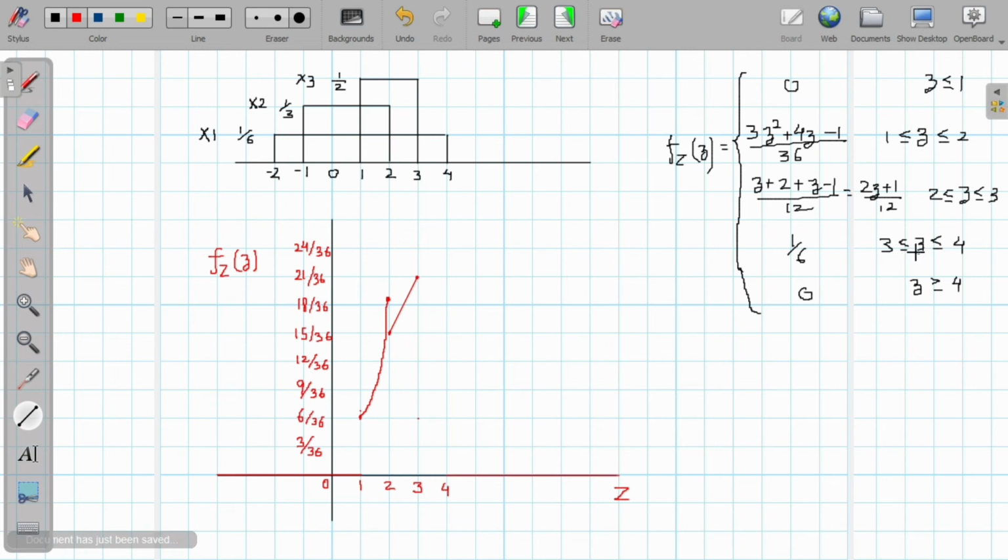Similarly, in the range when Z lies between 3 to 4, the PDF of Z is constant and its value is 1 by 6. So 1 by 6 we can write as 6 by 36. So in this range 3 to 4, it will have this value 6 by 36. So joining these two, it will be constant. So now we can connect the ends.